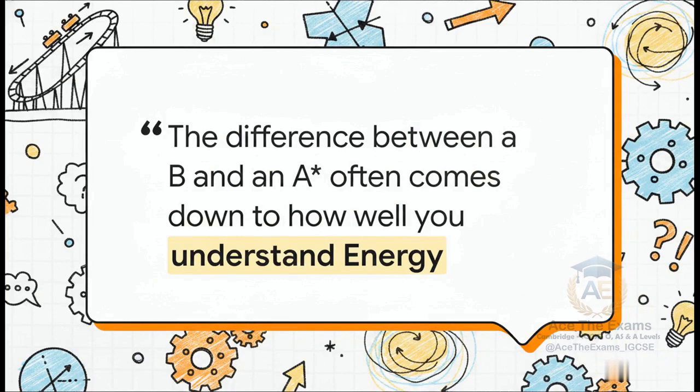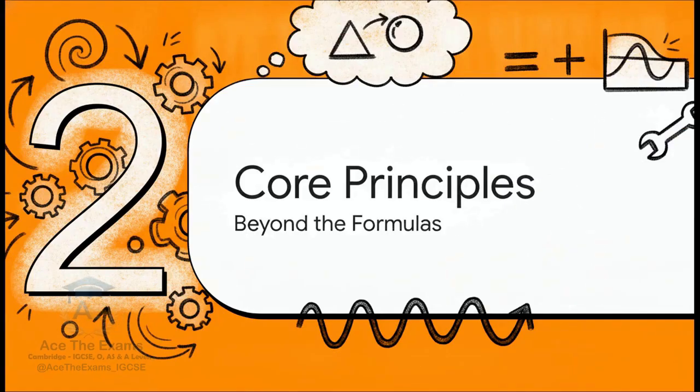They state that the difference between a B and an A-star often comes down to how well you truly understand gravitational potential energy and kinetic energy. The crucial takeaway: the gap isn't about your raw memory capacity or hard-coding equations, it's about deep structural comprehension. It's knowing the why and the how the system works, not just what the formula is. That brings us right into Section 2, core mathematical principles.